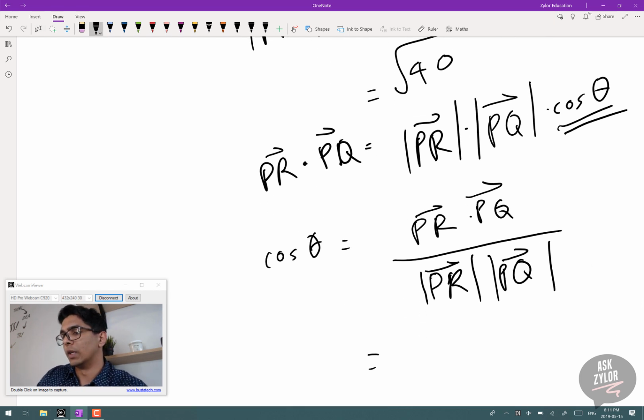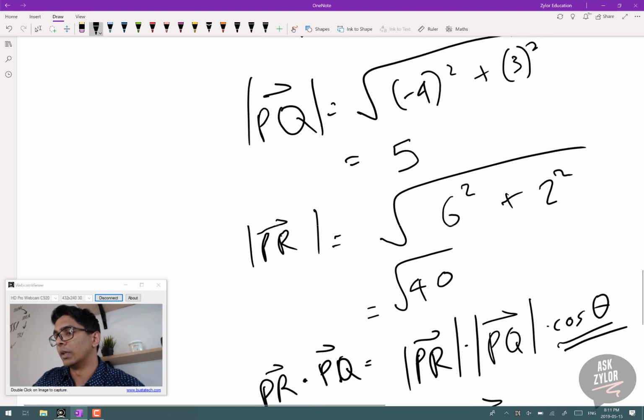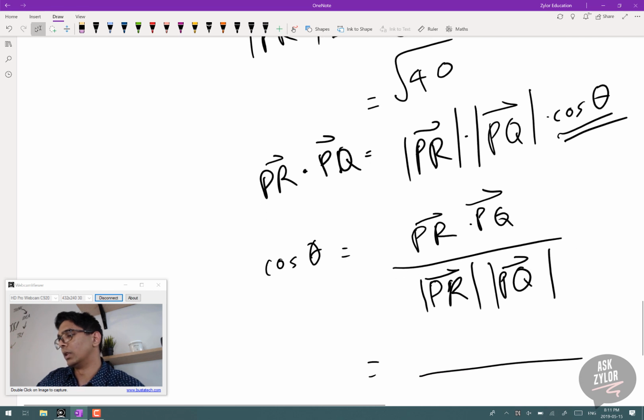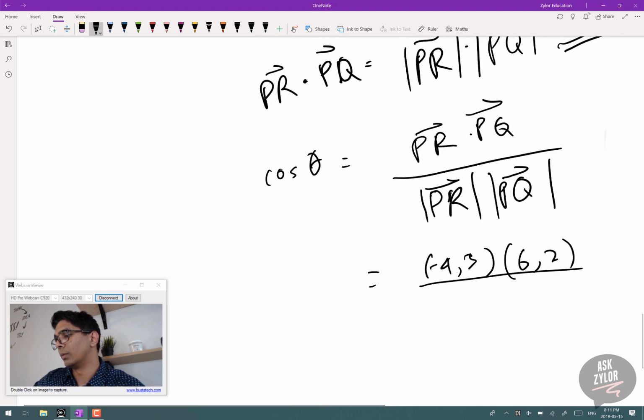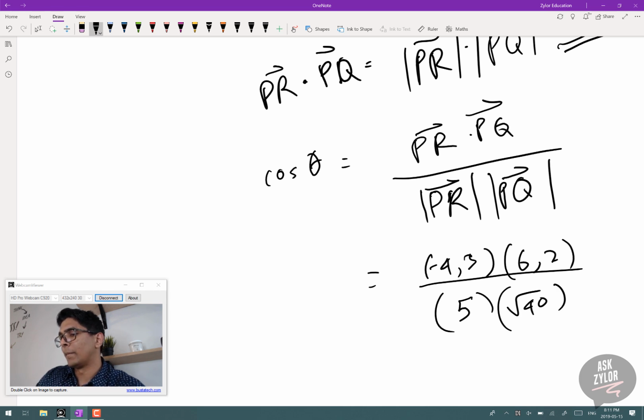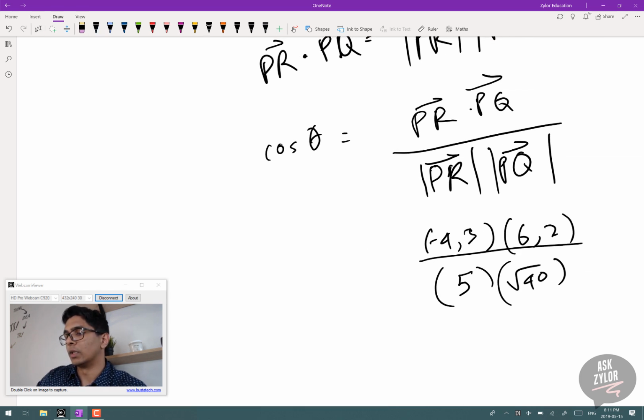Right? So then I'm just going to plug the values in. So the dot product between the two vectors. My two points are going to be -4 and 3, and then 6 and 2. Those are my vectors for PQ and PR, and the magnitudes I found earlier, so it's going to be 5 and square root of 40. And I just need to find the cos inverse of this entire term.